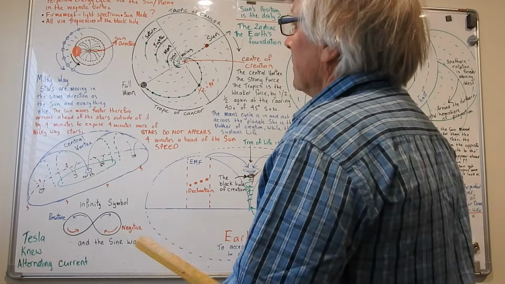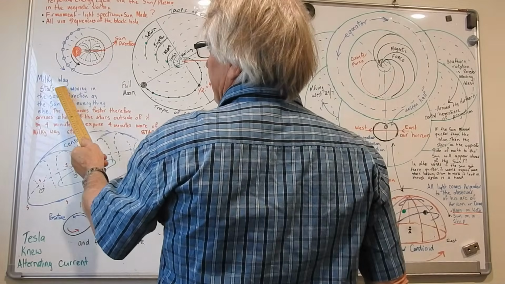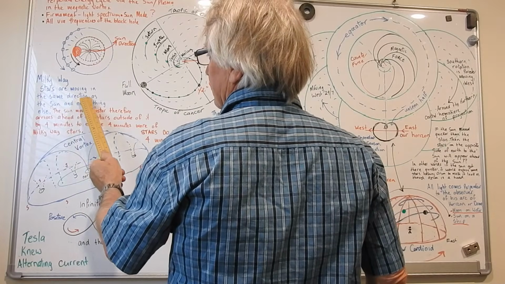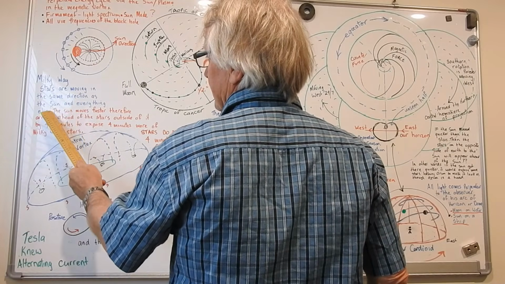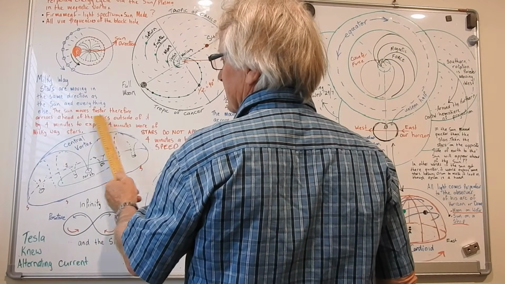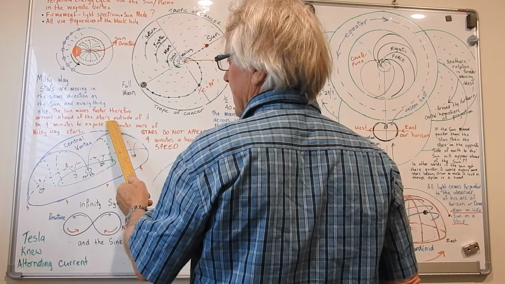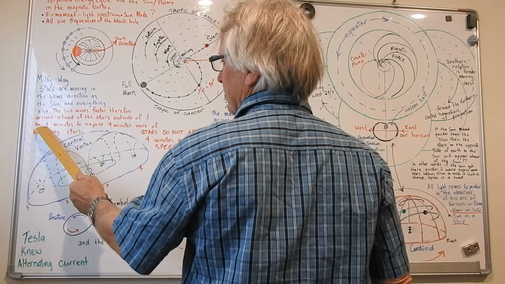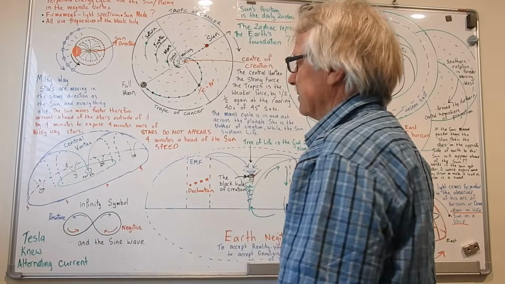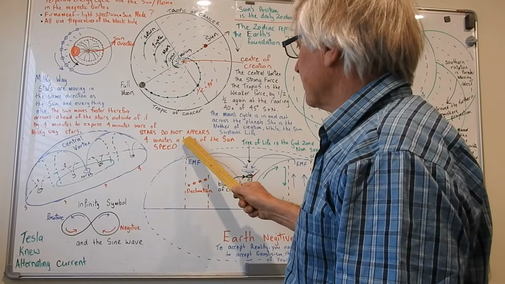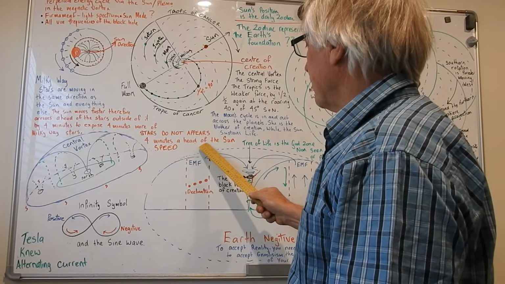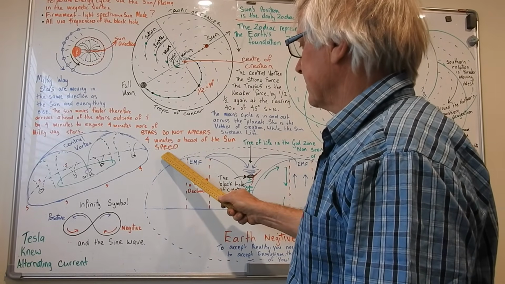Yeah. So understand that. Milky Way stars are moving in the same direction as the sun and everything else. The sun moves faster, therefore arrives ahead of the stars, outside of it by 4 minutes. Stars do not appear 4 minutes ahead of the sun. Speed.